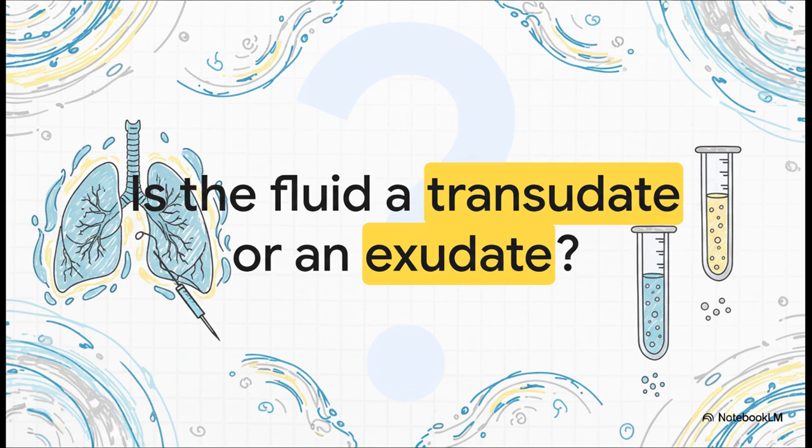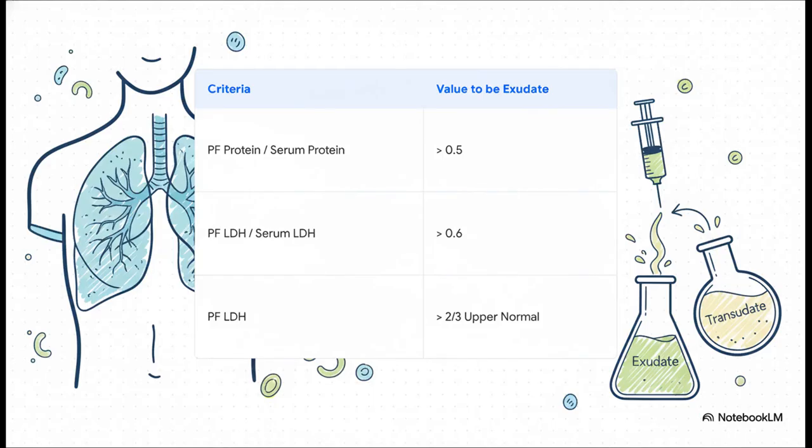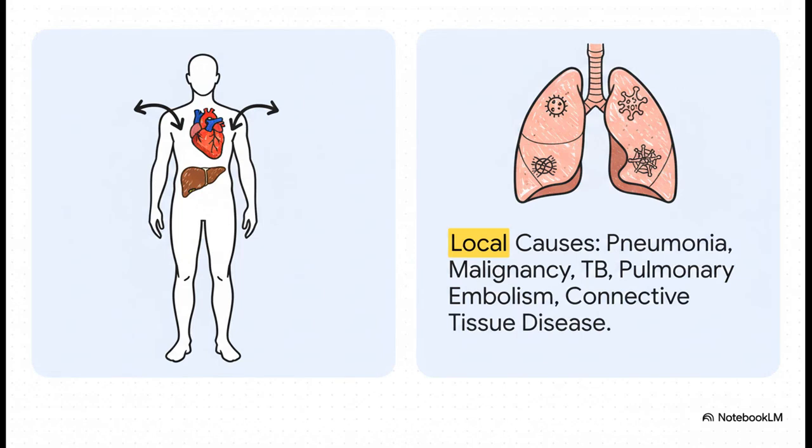It's the fork in the road that's going to guide your whole investigation and dramatically narrow down what could be causing the problem. To figure that out, we use Light's criteria. You absolutely have to know this for your exams. It's non-negotiable. And the rule is simple. If the fluid meets just one of these 3 criteria for protein and LDH, it is an exudate. If it meets none of them, it's a transudate. That's it.